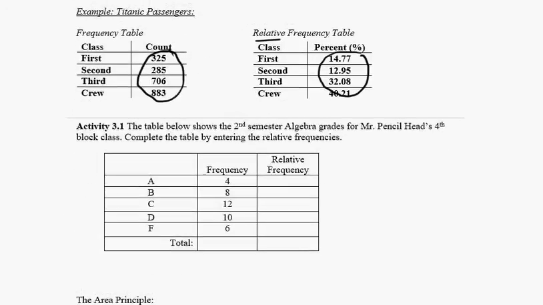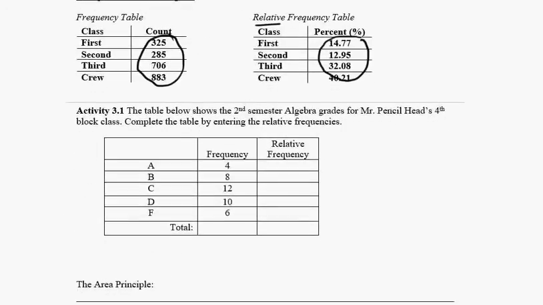For the first activity on your sheet, we're given the frequencies, and we want to find the relative frequencies. To do this, you add all the frequencies up. Here we get 40. So 4 out of 40 should be 10%. So you get 0.10. It's just 4 out of 40. That's how you do that.